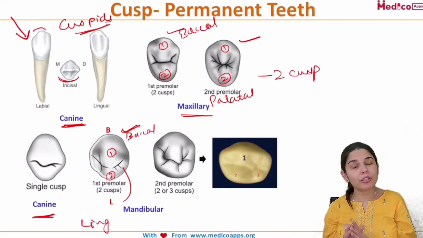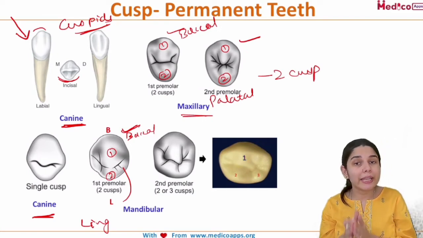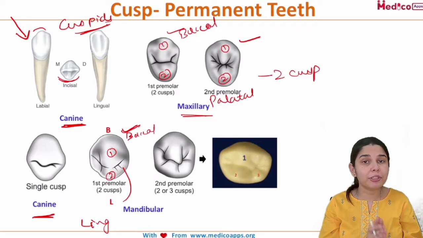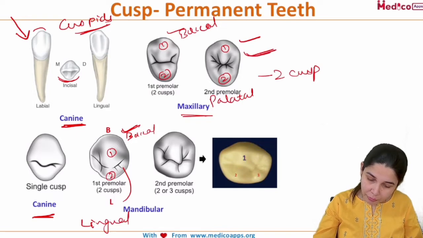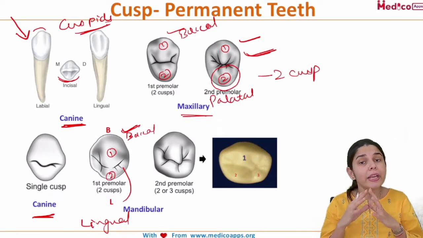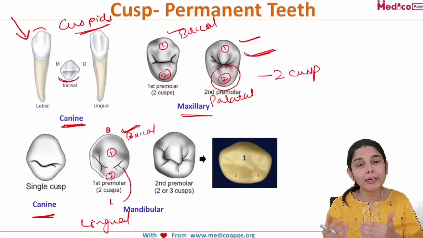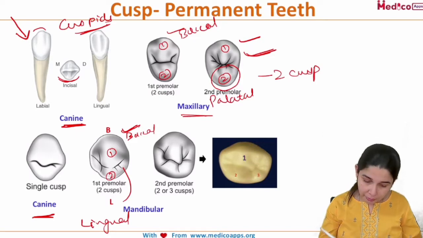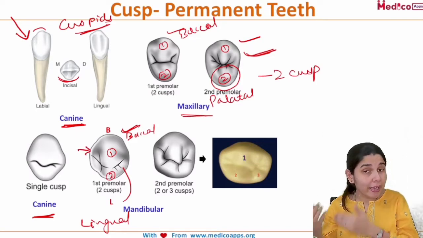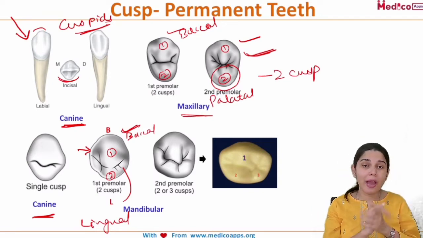So I hope you have understood about the three teeth I have just discussed: the maxillary first premolar, second premolar, and mandibular first premolar. Now with this, I also want to raise one point about the maxillary second premolar, that the palatal cusp is not very sharp. So the buccal cusp is more prominent in the maxillary second premolar, and the same goes for the mandibular first premolar. In this tooth, the buccal cusp is longer than the lingual cusp. Okay, so I hope you have understood till here.